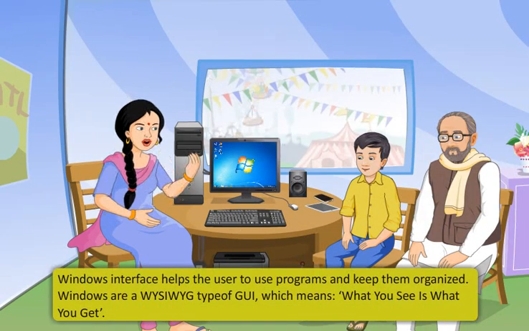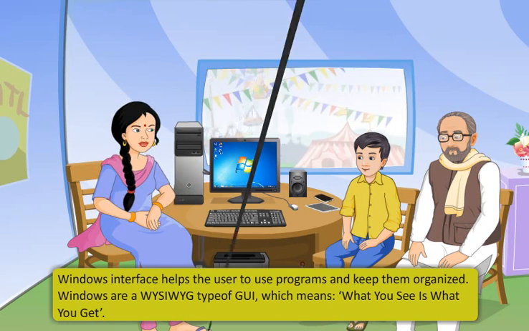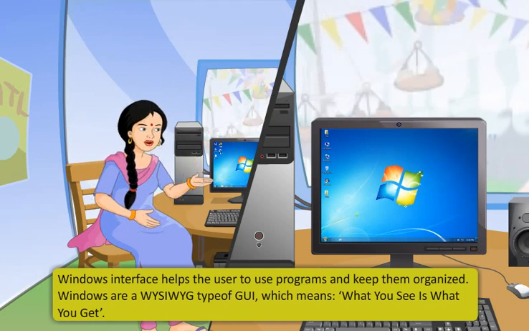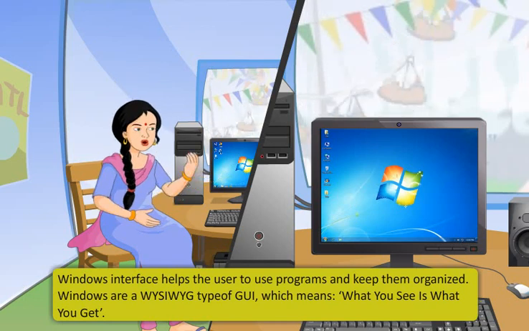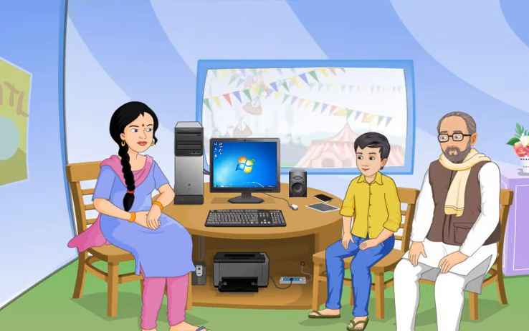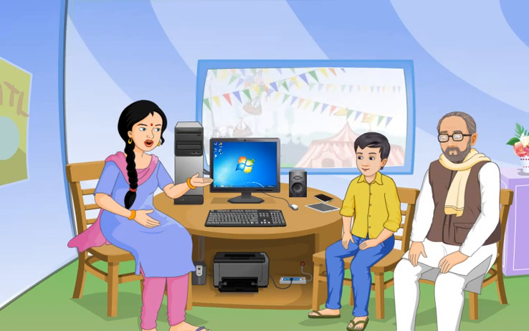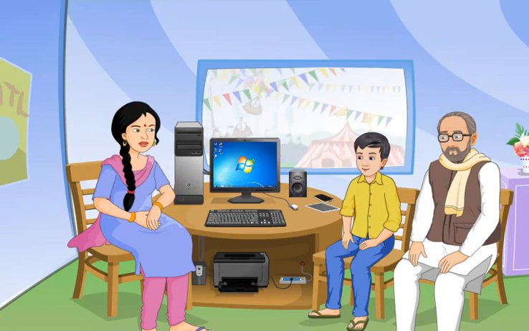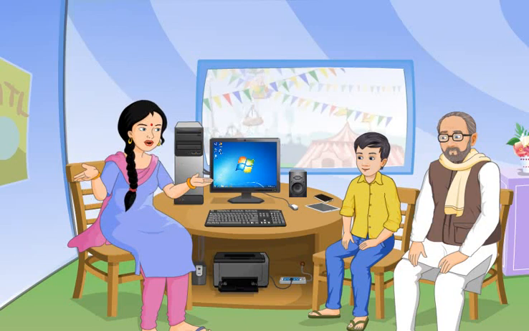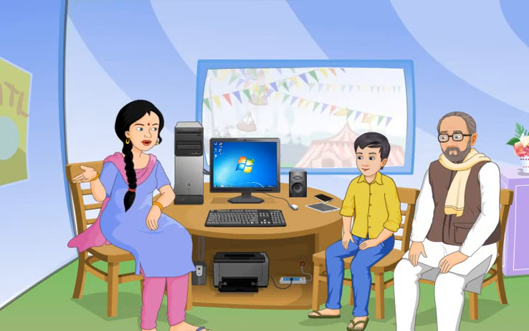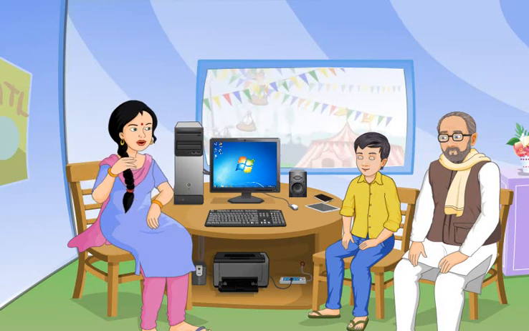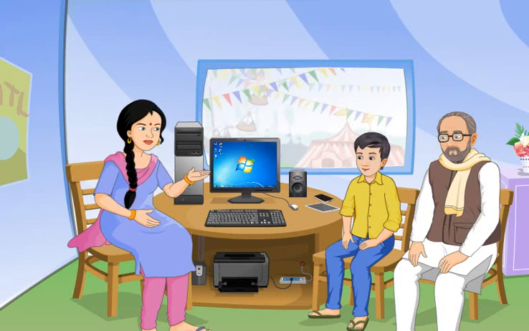The GUI interface helps you to use programs and keep them organized. Windows is a WYSIWYG type of GUI, which means what you see is what you get. If the operating system in your computer is Windows, the first screen that appears after switching on your computer is the desktop. You can use the Windows desktop to keep all the applications and utilities organized in the computer.